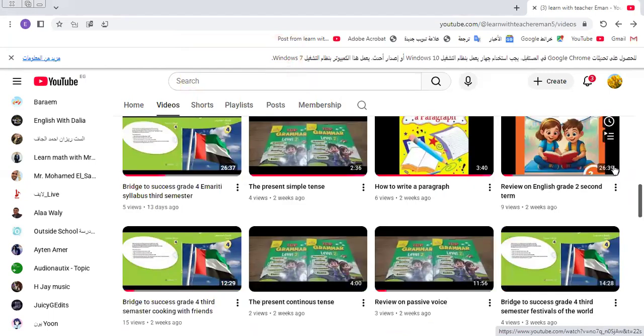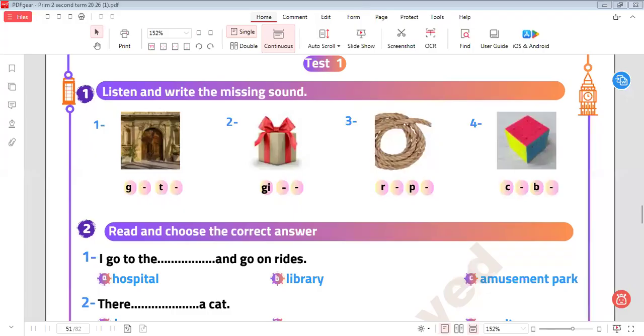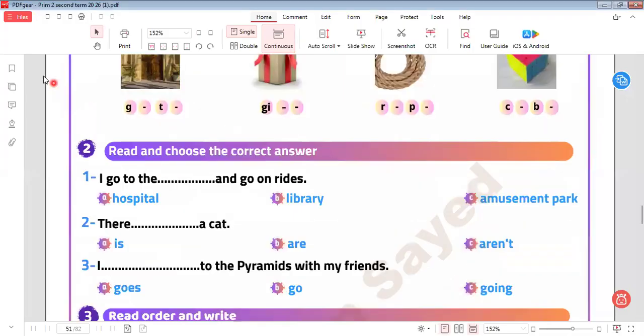This video is for the grade 2 English book. Let's go to our review today. The first test is about, let's do it together. Here we say, what is the missing letter here? It will be gate. So here we have the letter A and letter E. Here is gate. Here is rope. Here is cube. So here are the missing letters.